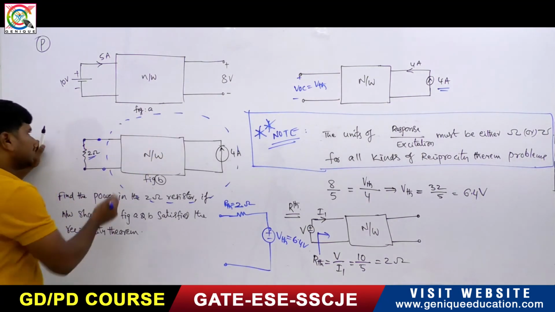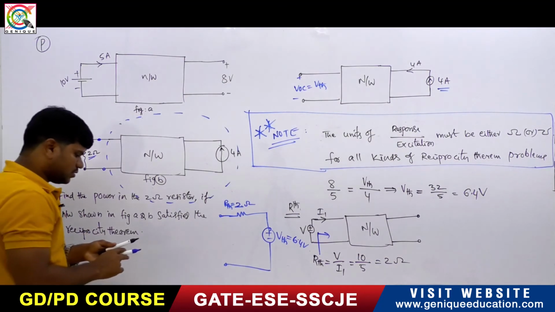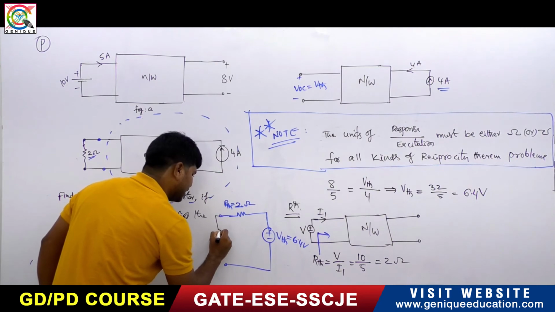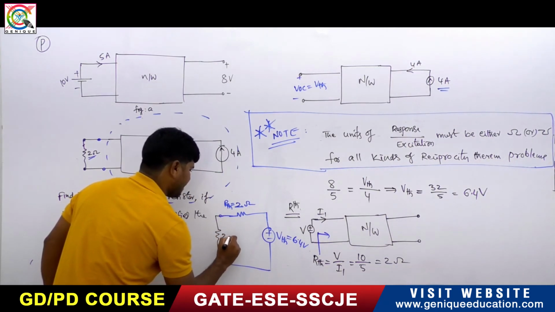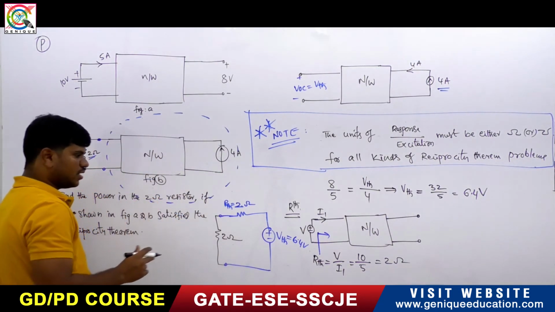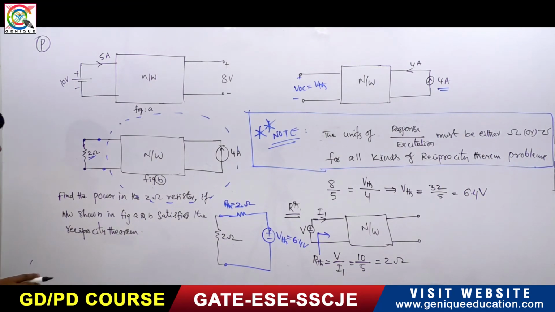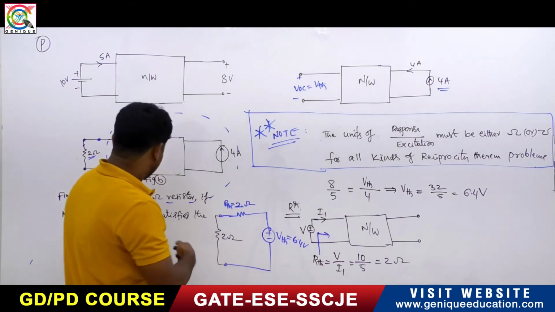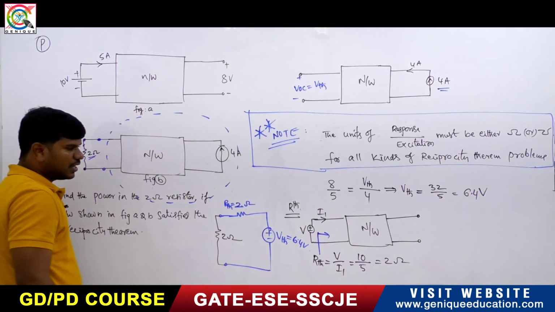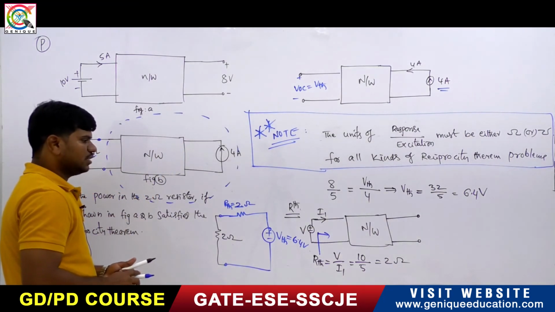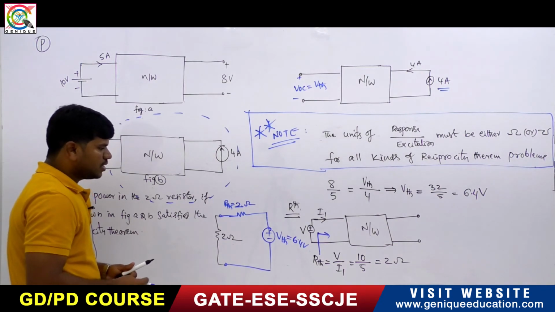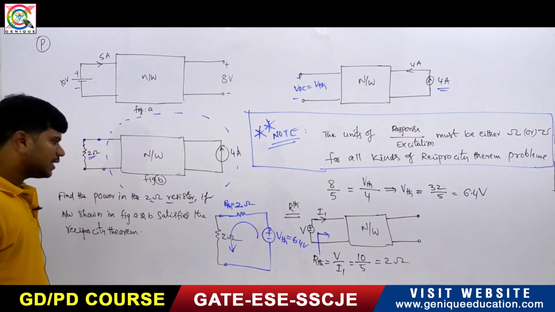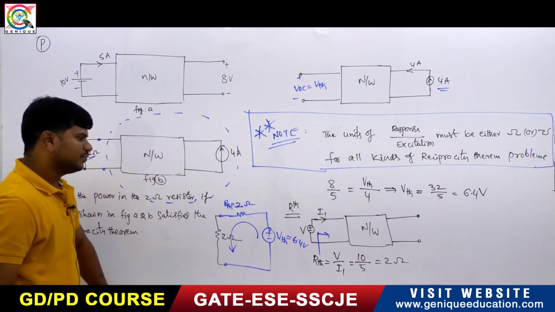Okay? To this network, a 2 ohm resistor is connected here, right? So you have to find the power dissipated in the 2 ohm resistor. Okay, how can you find the power in this? So you have to find the current. To find the current, how much will it be?